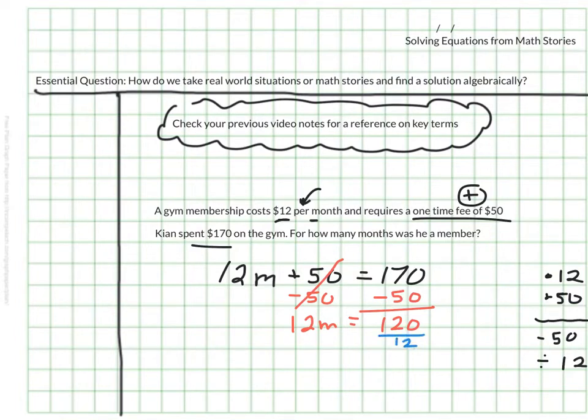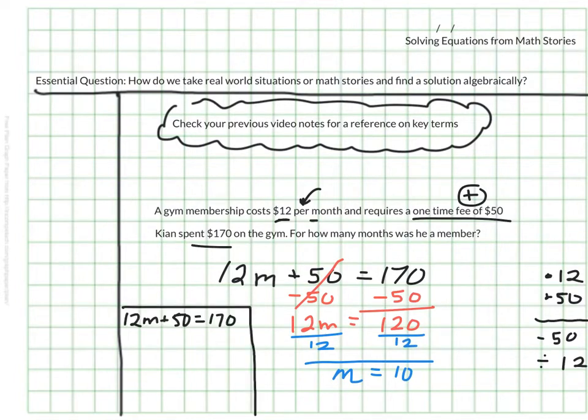120 divided by 12 is 10. But I have to do the same thing over here. And 12m divided by 12 leaves me just with 1m, or m. So the number of months must have been 10.